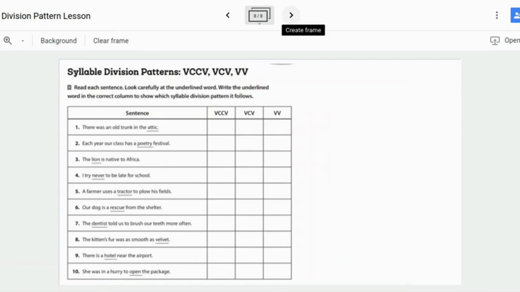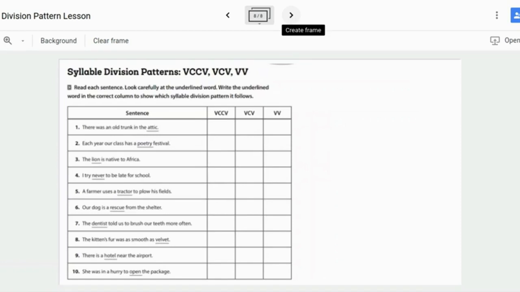You're going to complete this assignment. And the first thing that you will do is read the sentence, look at the underlined word, and then you're going to put it in the correct column. It tells you to write the underlined word in the correct column to show which syllable division pattern it follows.